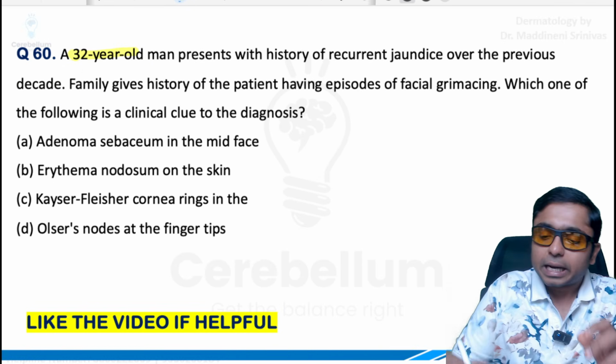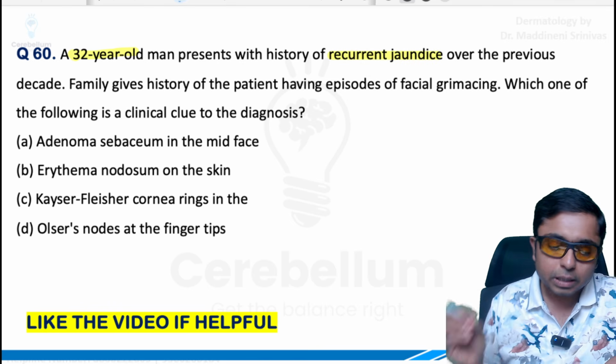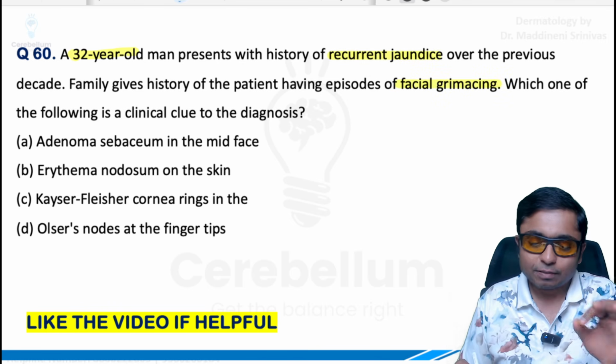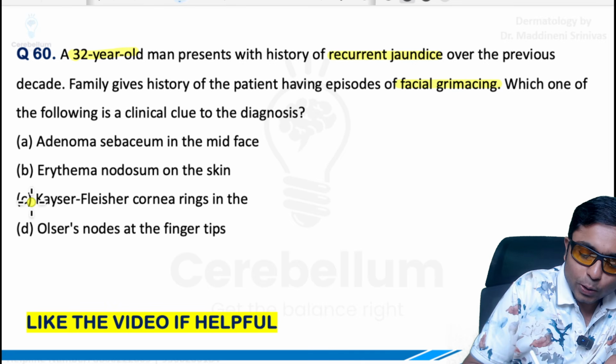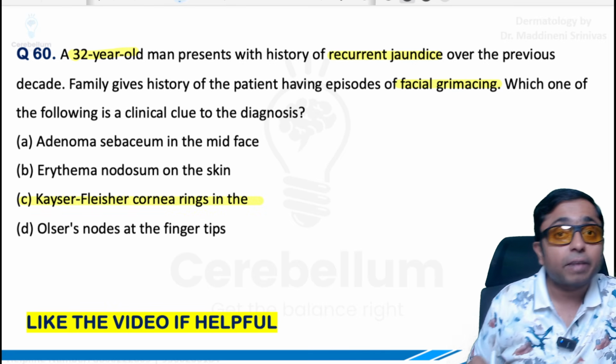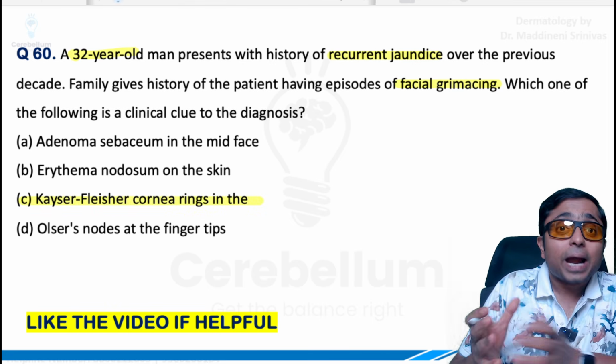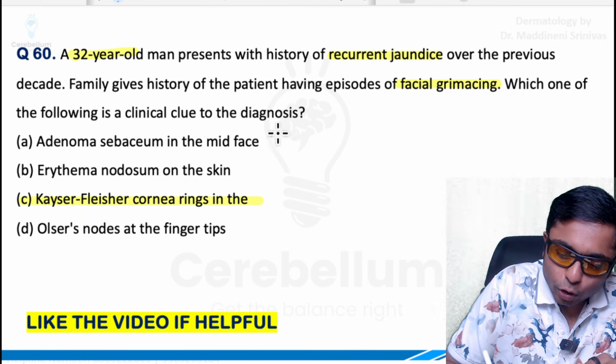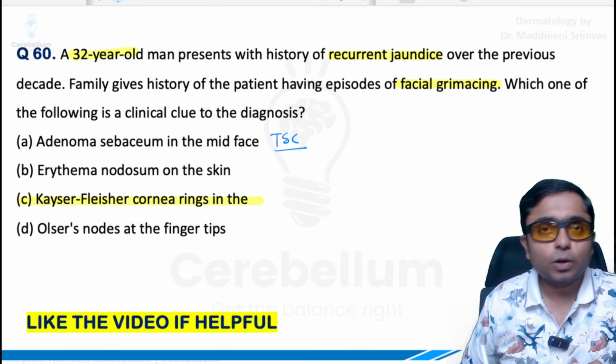A 32-year-old man presents with recurrent jaundice over the previous decade, and there is a history of facial grimacing. Which of the following is the clinical clue? So Kayser-Fleischer rings in the cornea. Adenoma sebaceum in the midface is seen in which disease? Yes, if you have thought of tuberous sclerosis, you are absolutely correct.